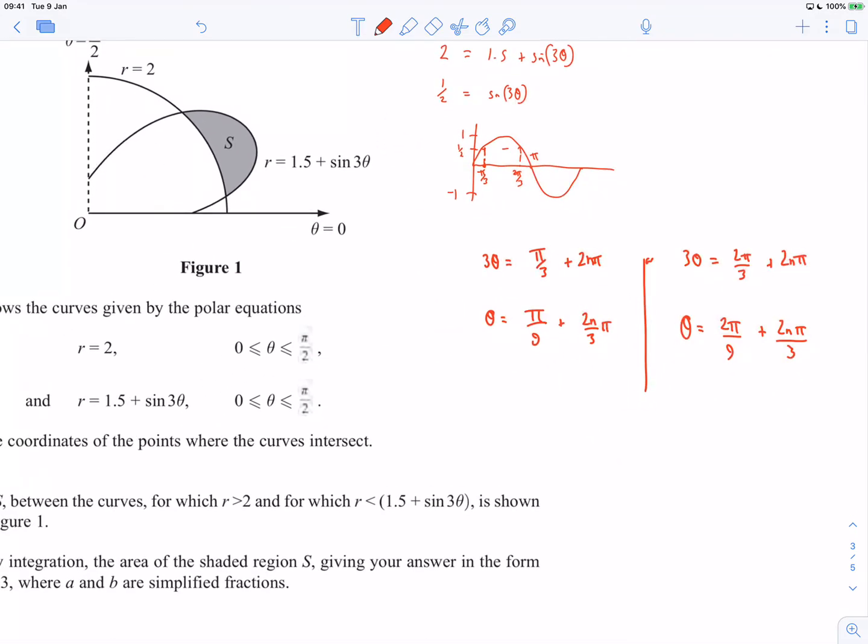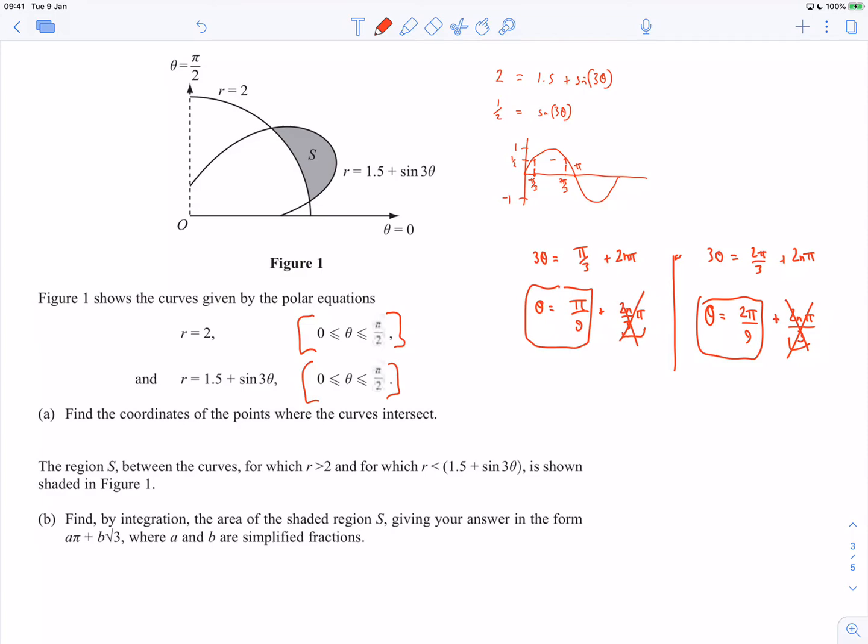Now, because this function is between 0 and pi over 2 in terms of radians, then adding or subtracting 2/3 of pi isn't going to give us any more solutions within that range. So clearly the theta values are pi over 9 and 2 pi over 9. So when it says find the coordinates of the points where the curves intersect, then clearly the theta values are pi over 9 and 2 pi over 9.